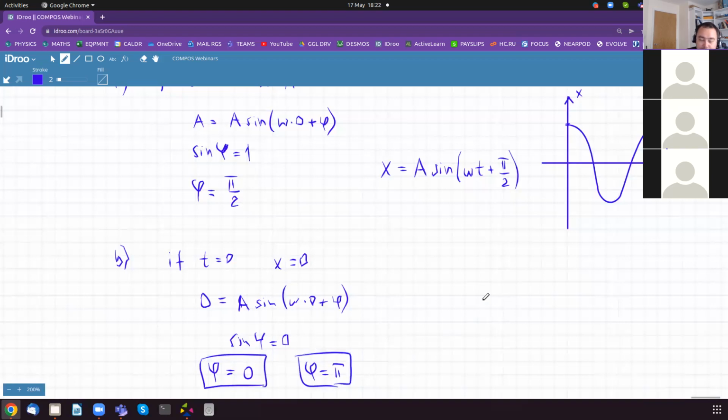So what's the difference? Well, if you start the oscillator from the equilibrium position, there are two possibilities. This is the mass. You can start, this is the equilibrium position. You can kick it to the right, or you can kick it to the left. In both cases, you start from the middle, just different ways to start.